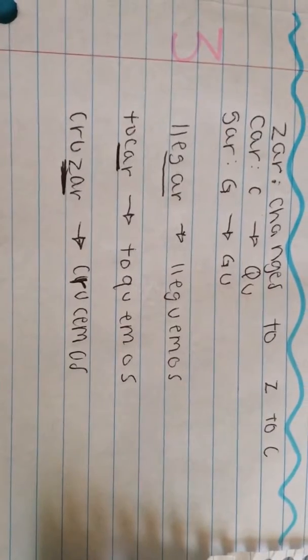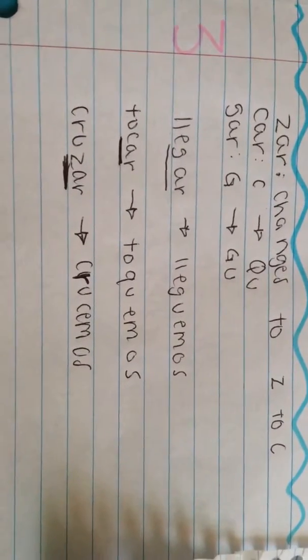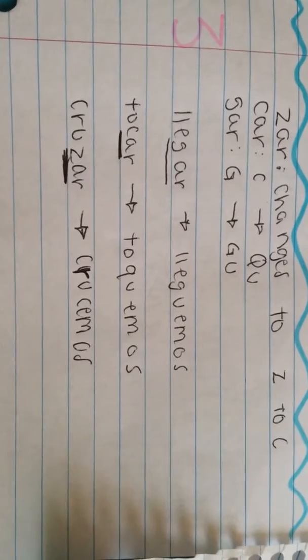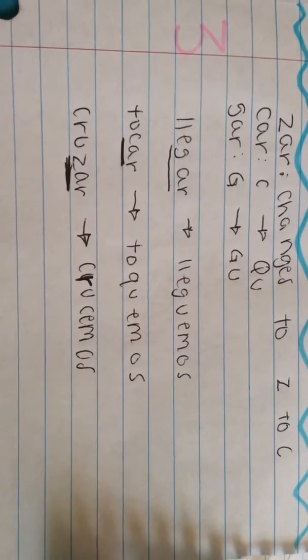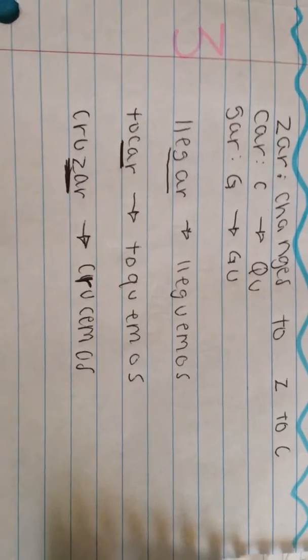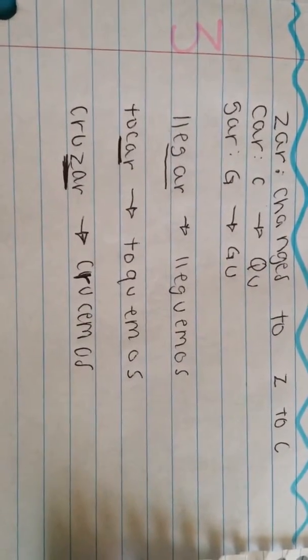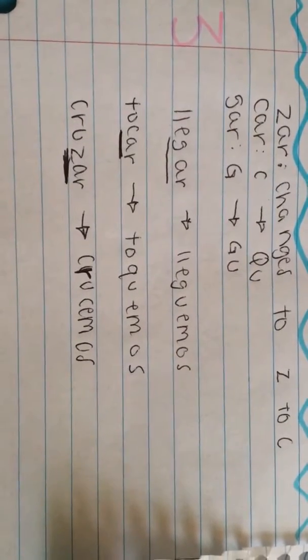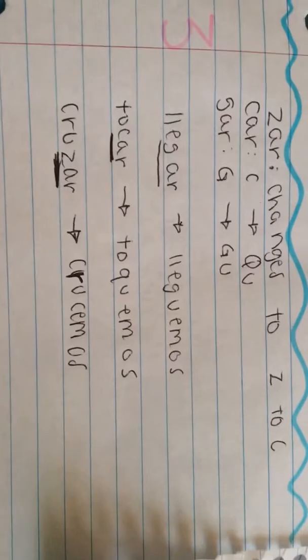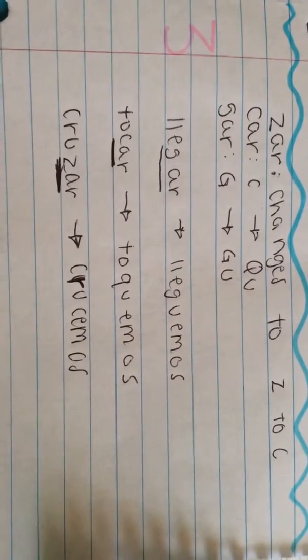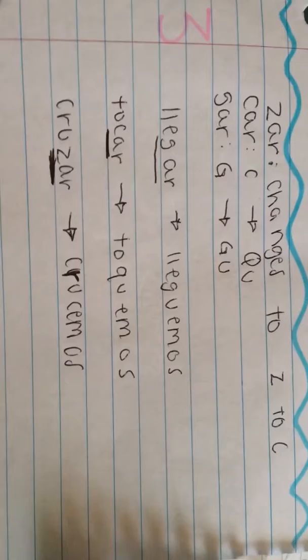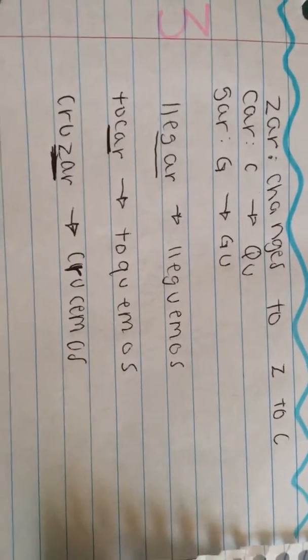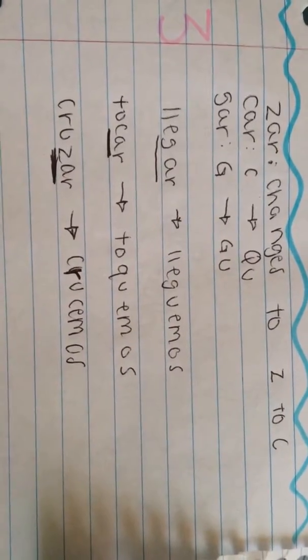So this is pretty easy. Verbs ending in car, gar, and zar require spelling changes in order to keep the pronunciation. So for car verbs, the C changes to QU as you can see in the example. So you still just drop the AR ending, and you still add emos. And for all of these cases, you add emos. There's no amos. It's just emos. So for car verbs, C changes to QU. For gar verbs, G changes to GU. And for zar verbs, Z changes to C.